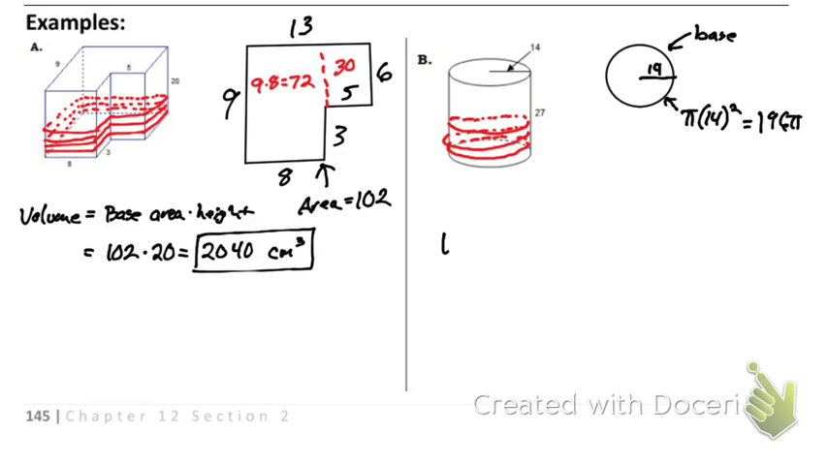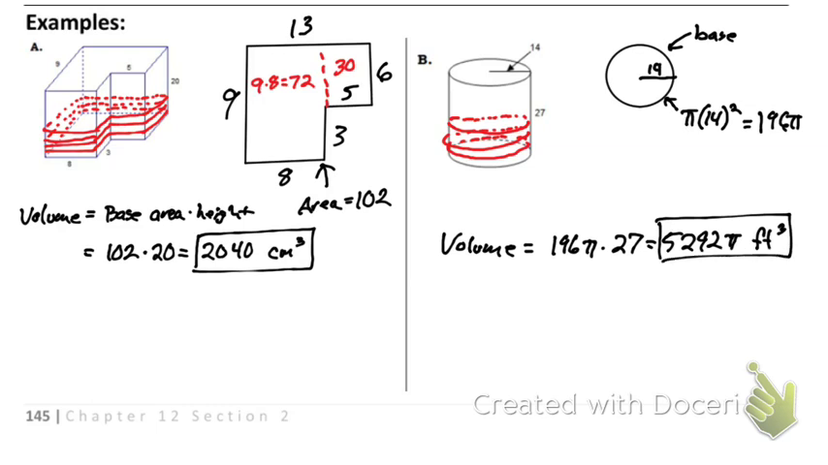Okay, so our volume is going to equal our base area, which we said was 196 pi, times 27. So what is our volume? 5,292 pi units. Units cubed, yep. Let's call it feet cubed on this one, but it would be units cubed. Whatever units we have, we're going to say we're doing it in feet. All right, so that's a cylinder.